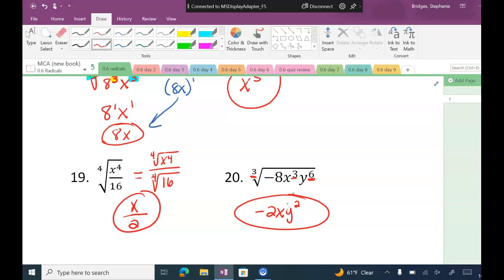This worksheet is your homework. We will get some non-perfect squares tomorrow.